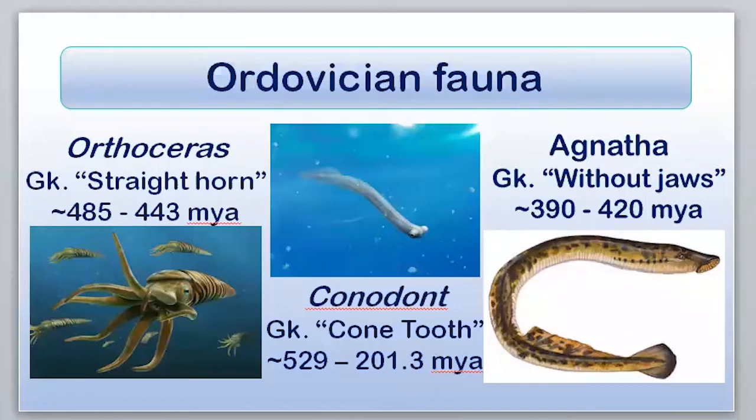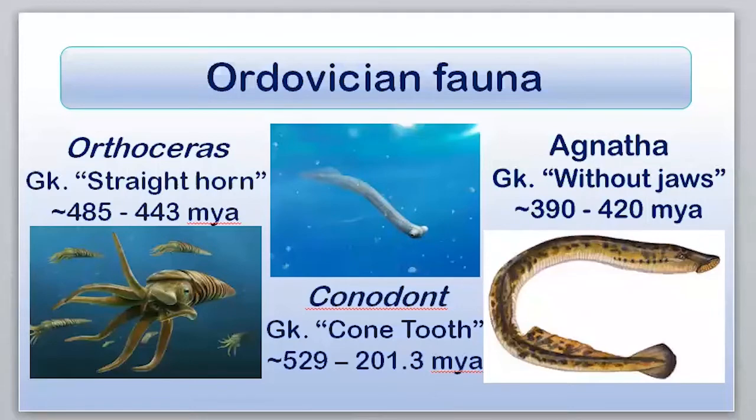Conodonts are like a relation of an eel. Yeah, it looks like an eel, but it's not an eel. Yes, it's a jawless fish. It's a small jawless fish. Yeah, good.